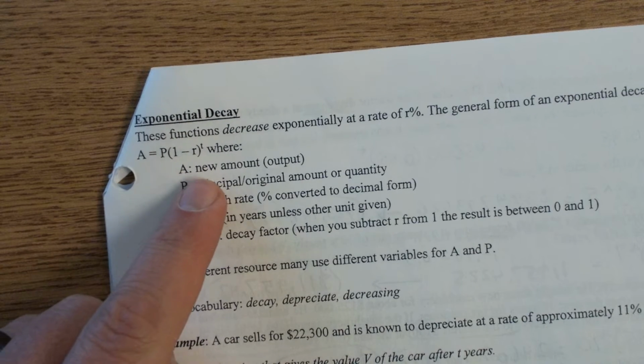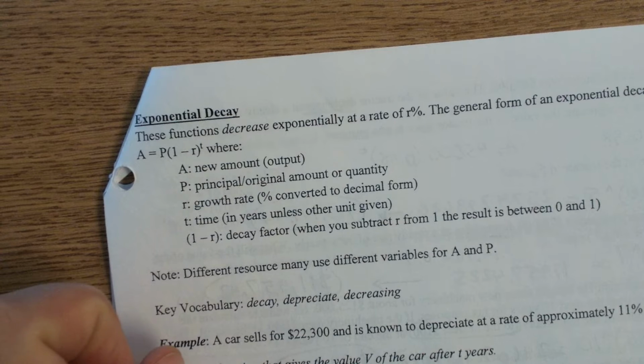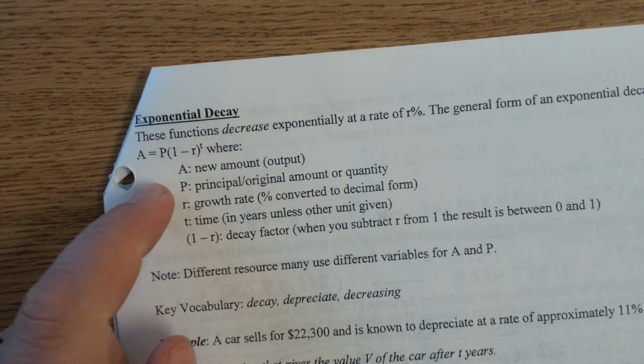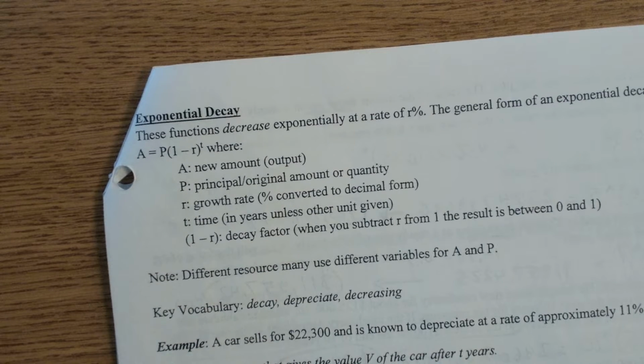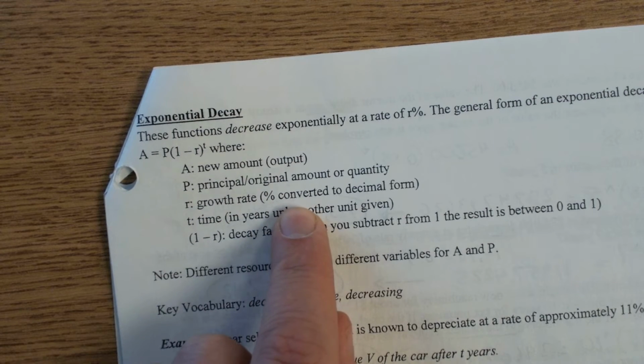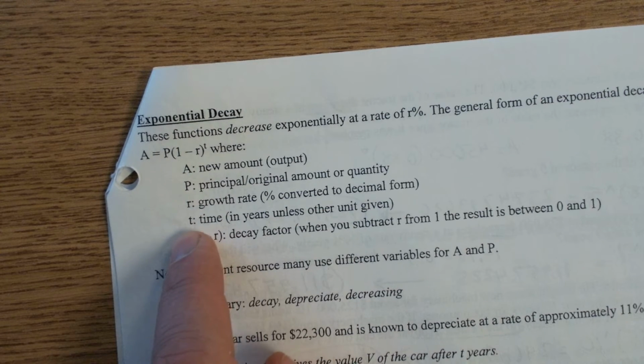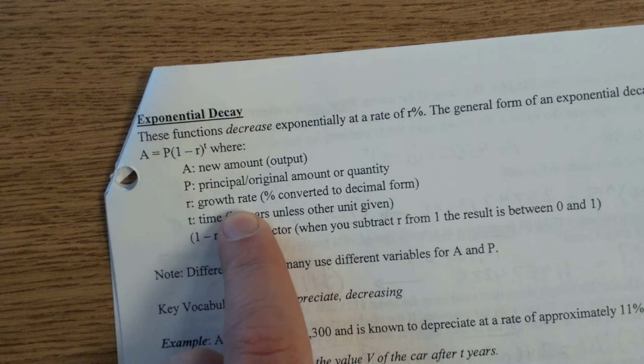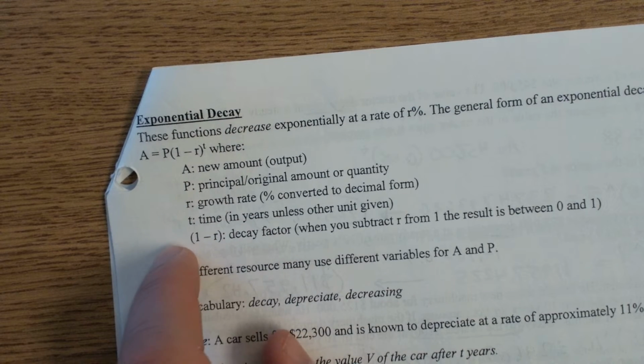So A is your new amount. Sometimes they talk about that as your output or your Y. P is your original amount. They call that the principal in a lot of cases. R is your rate of change. They usually present that in a percentage and you convert it to a decimal. T is time in years for now, unless otherwise stated.